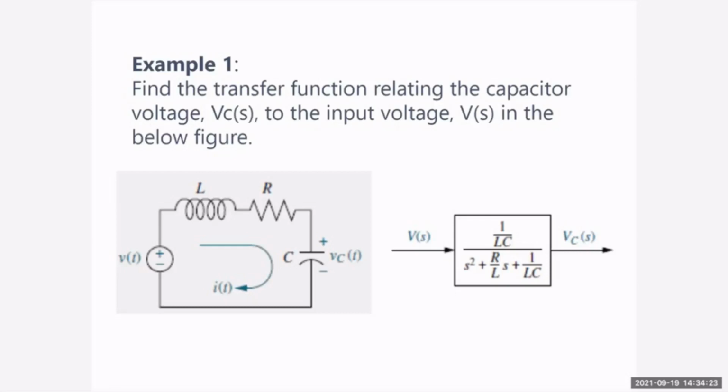Now that we have extracted Vc(s) and V(s), we take the relationship between them. Since we already have the equation, we simply transpose Vc(s) to the other side to get Vc(s) over V(s) equal to (1 over LC) all over (s squared plus R over L s plus 1 over LC). Right, so that is the solution for this problem.